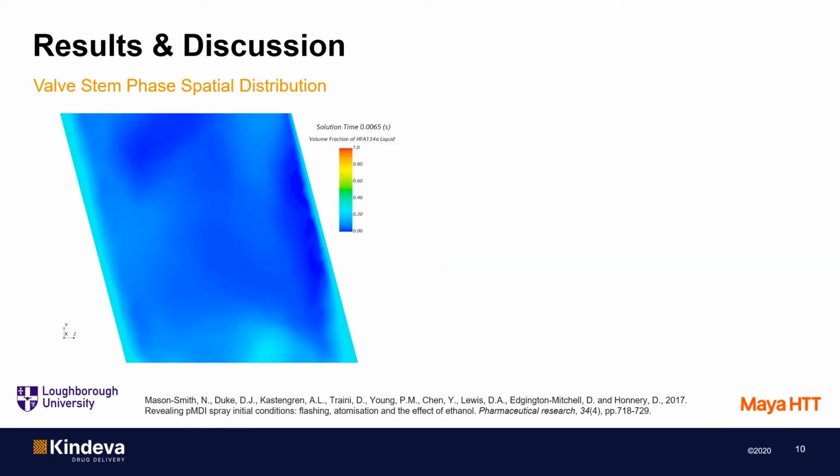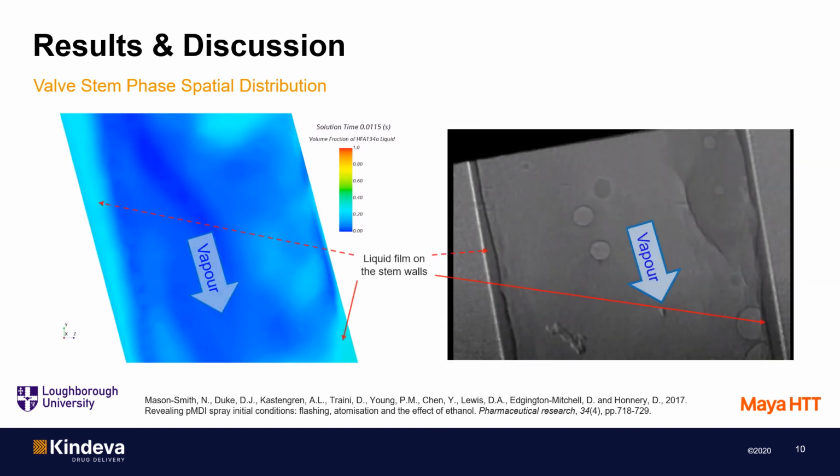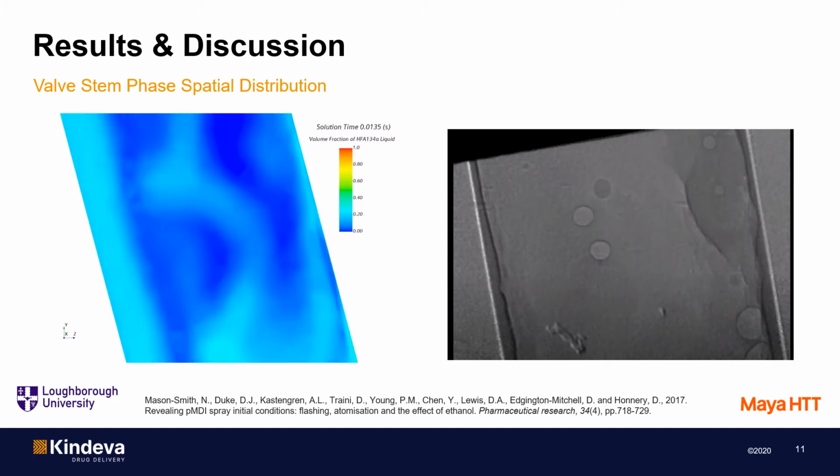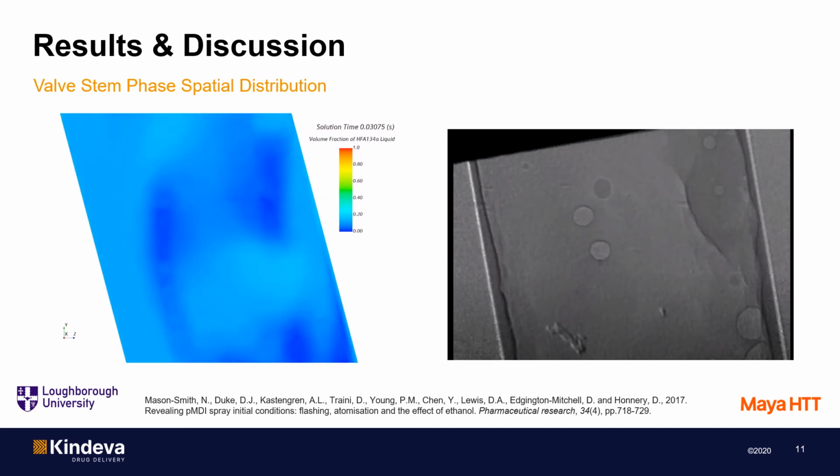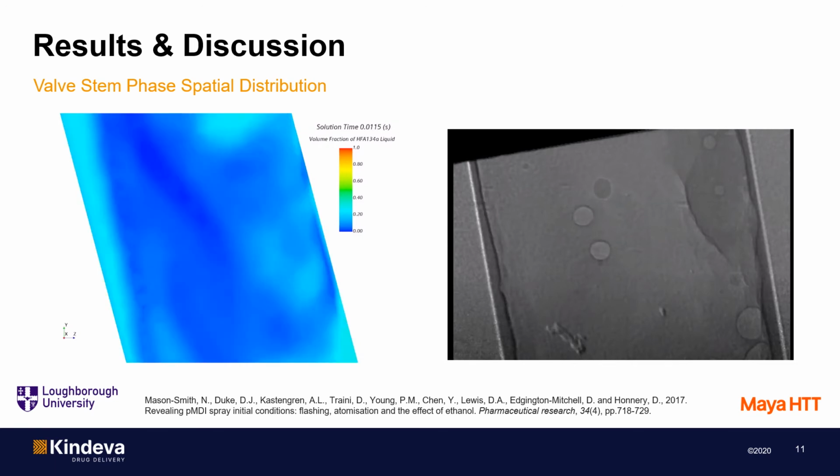As the actuation time proceeds, the existence of wall film and vapor core becomes more evident both in CFD predictions and the phase contrast images. Towards the end of the actuation, the CFD model predicts that the wall film disappears and the mixture becomes predominantly vapor-rich and homogeneous.